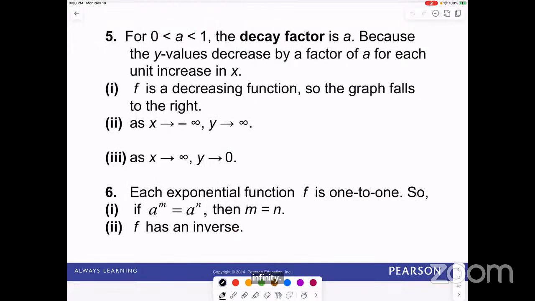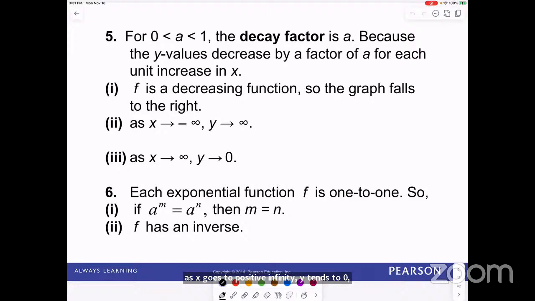And if a were between 0 and 1, or essentially less than 1, then the decay factor is a, because the y value is going to decrease by a factor of a for each unit increase in x. This function is a decreasing function, so as we trace the graph from left to right, it's always decreasing. As x tends to negative infinity, y goes to positive infinity. As x goes to positive infinity, y tends to 0.